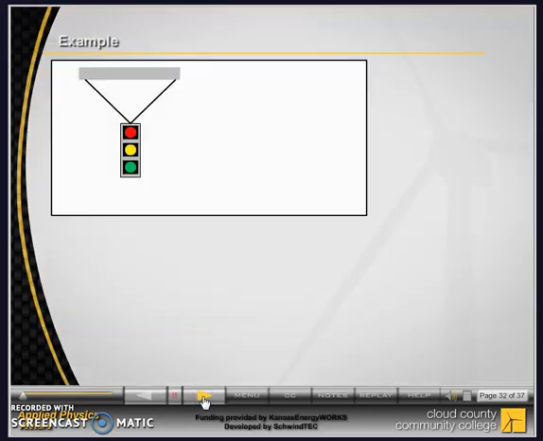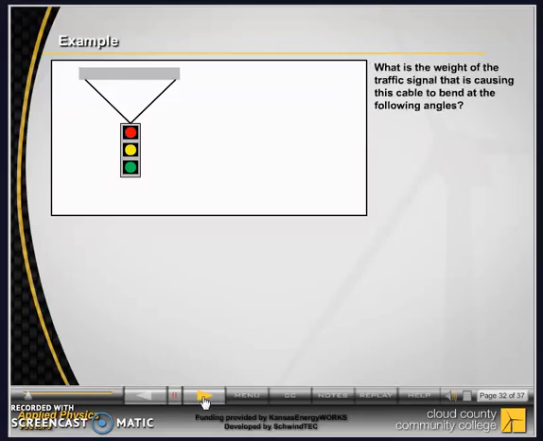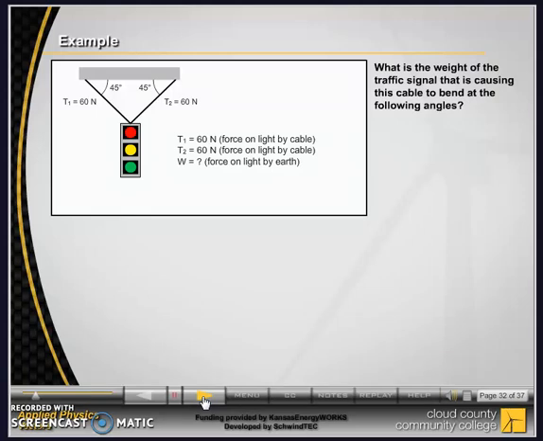Here is a classic example of a traffic light hanging from two cables. What is the weight of the traffic signal that is causing this cable to bend at the following angles? The tension in the cables is given as 60 newtons. Here's how we solve this problem.